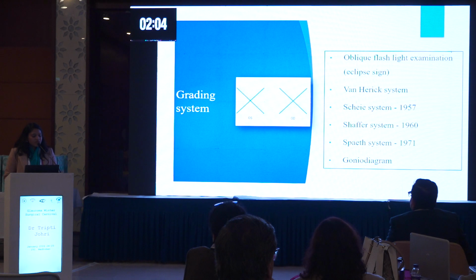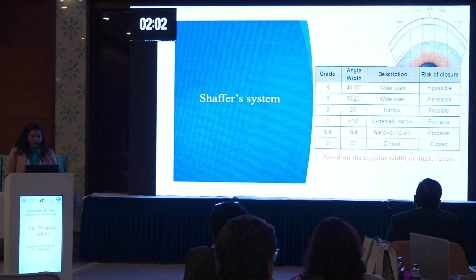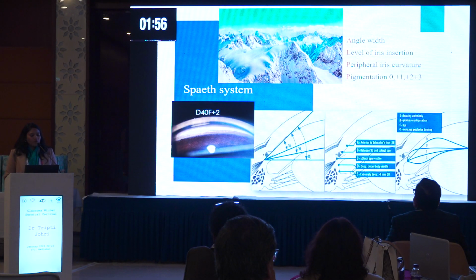So there are various grading systems available. The modified Shaffer system is the most followed grading system. And then we have more complex systems like the Spaeth system which gives a better understanding of the structures and anatomy of the eye.